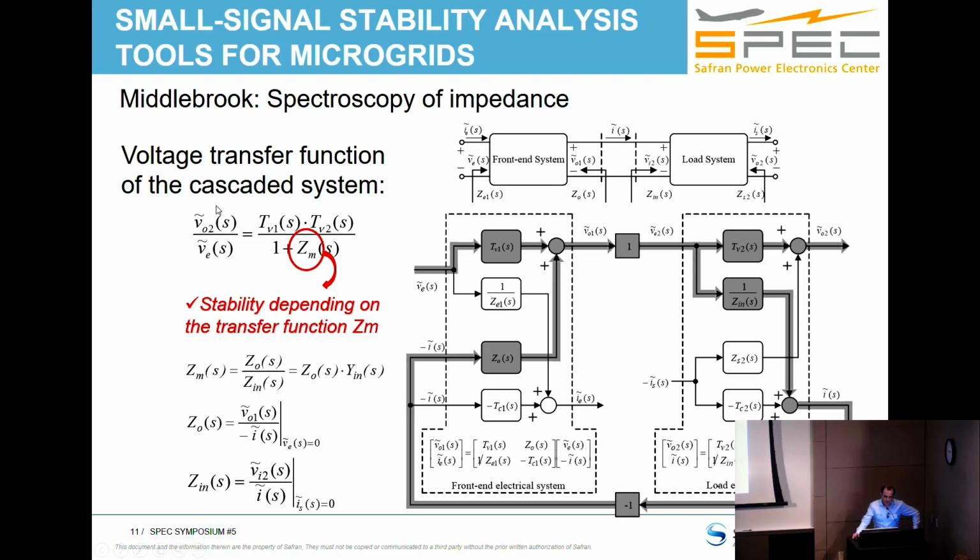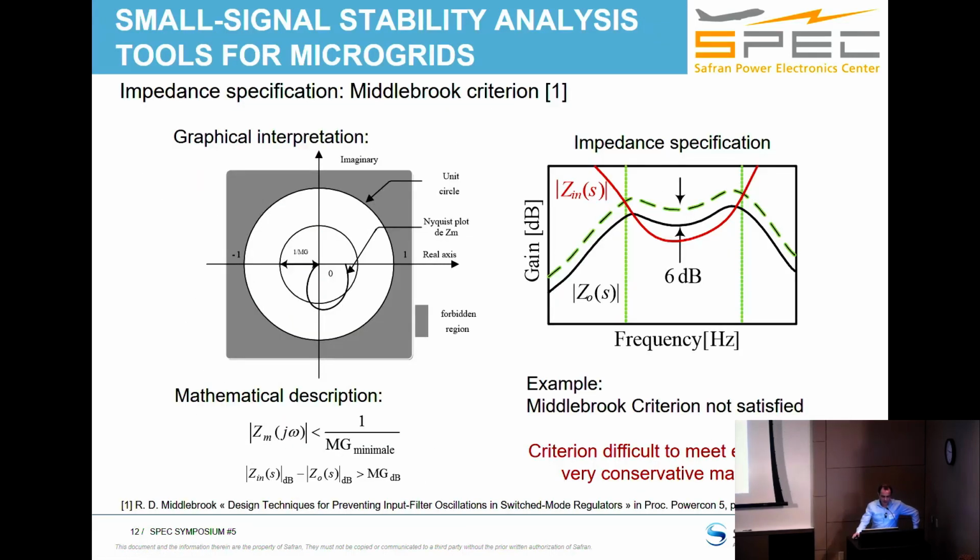you obtain this kind of transfer function in which ZM appears. ZM is the ratio between the output impedance of the front-end system and the input impedance of the load system. And so if you are looking for a stable system, this ZM has to meet some requirements. These requirements come from the Nyquist plot. First, Middlebrook published a very conservative way to meet these requirements. You have to avoid big gains.